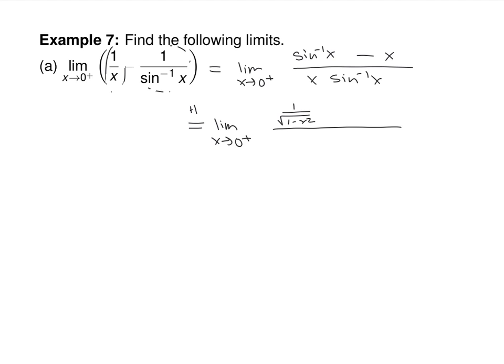And then minus 1 over 1 sine inverse x plus x over the root of 1 minus x squared, right? Do you guys buy that? It's x times 1 over the root of 1 minus x squared, which puts the x in the numerator.